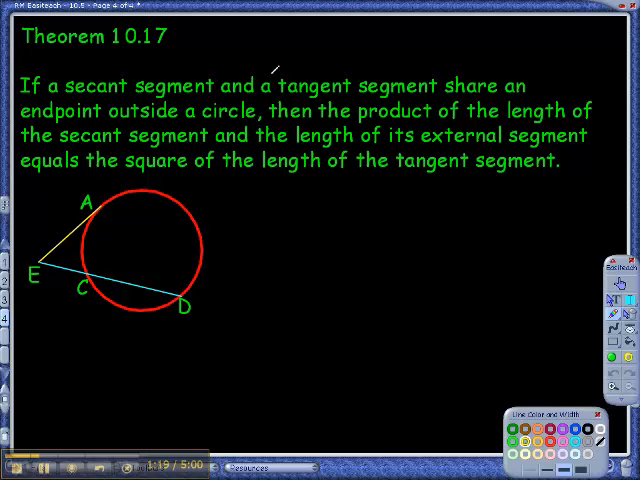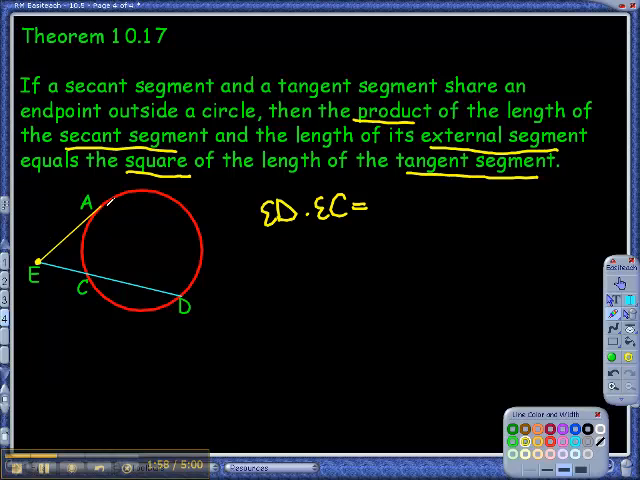This last theorem that we're going to talk about today is very similar, but notice here I don't have two secant segments. I have a tangent segment and one secant segment. So if we have a secant segment and a tangent segment that share an endpoint outside of the circle, so they have this point E in common, then the product of the length of the secant segment and the length of its external segment, so it's starting off just like the last one, the whole secant segment, ED, and its external segment, EC, that product equals the square of the length of the tangent segment.